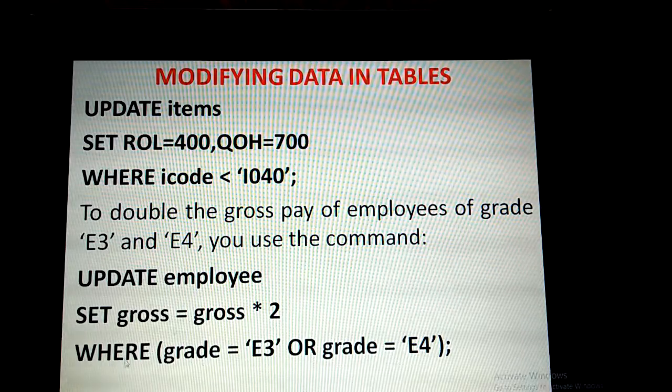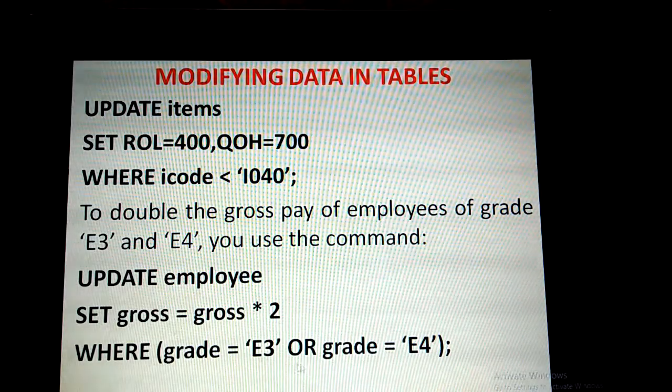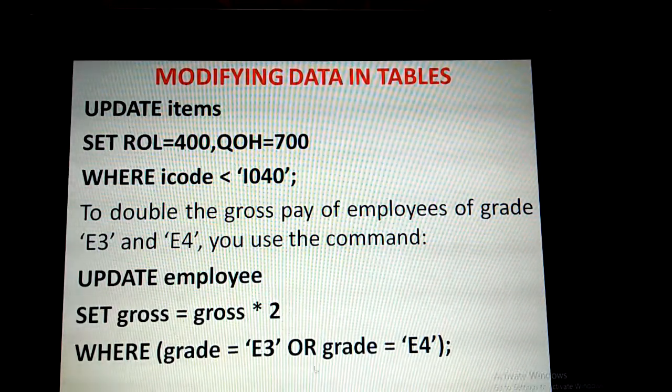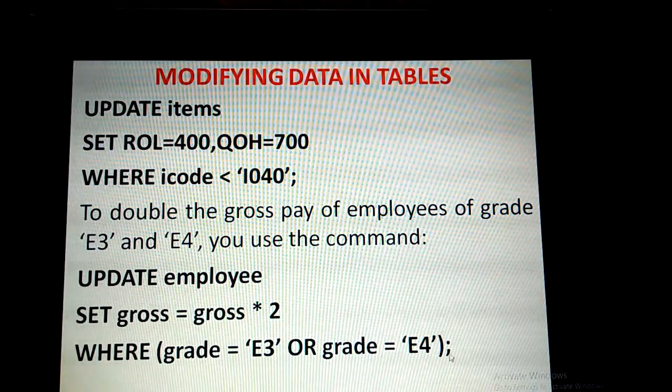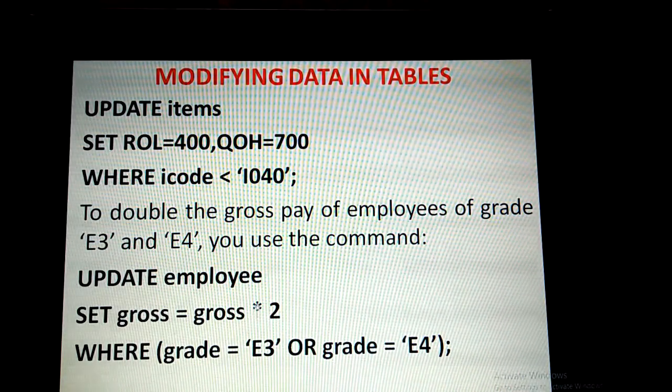Then where grade is equal to E3 or grade is equal to E4. So here the condition is employees of grade E3 or E4, not and, it should be written or. So where grade is E3 or grade E4. If it is changed to or, here or will come. If it is and, here we should give and. So like this we need to give the condition. Based on this condition, this gross value is going to be updated by double value. The double of gross will be calculated and it should be written in the table employee.